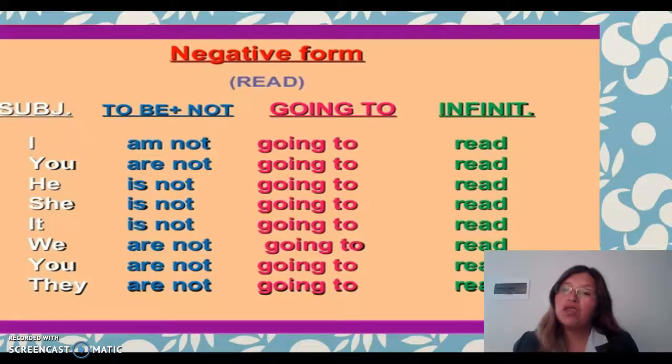But remember, we can use the contraction as well. I'm not going to read, or you aren't going to read. He is not, or he isn't. She is not, or she isn't. It is not, or it isn't. We are not, we aren't. You are not, or you aren't, and they are not, they aren't.